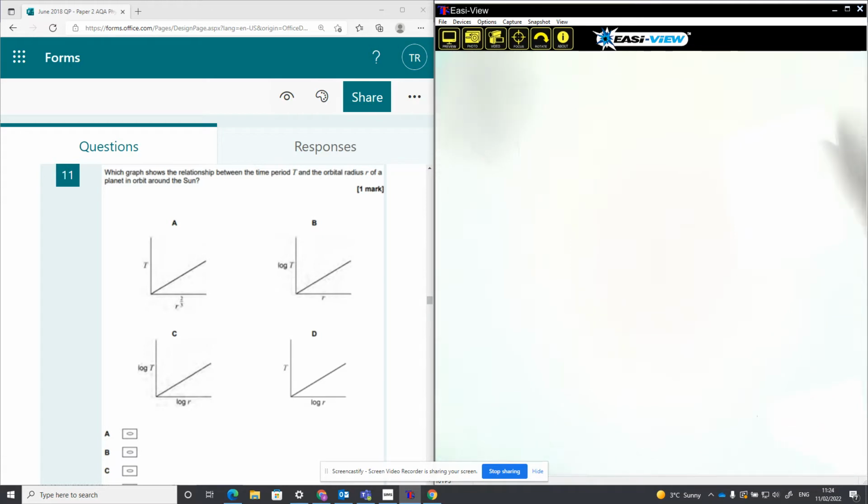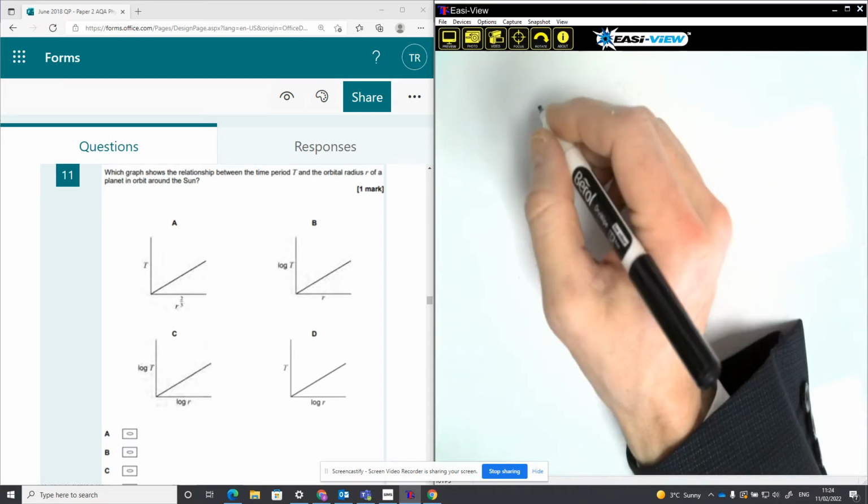Just to draw your attention to one other thing, it might catch you out. All of these graphs appear to go through the origin. So they're all equivalent in that sense. So we're not looking for one that doesn't go through the origin, and I'll explain that in a second.